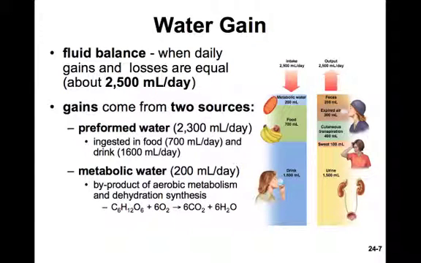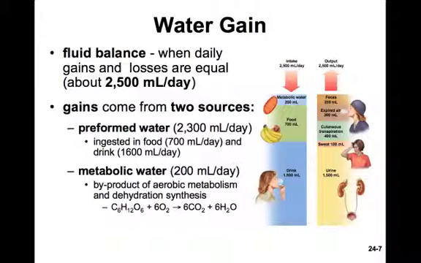When we examine water gain, we'll see that water can be gained from two sources. First, preformed water, as in it's H2O, is ingested in our food. And it's ingested in the drinks that we drink. On average, that's about 2,300 milliliters per day, 2.3 liters, most of it, hopefully, coming from fluids that we drink.